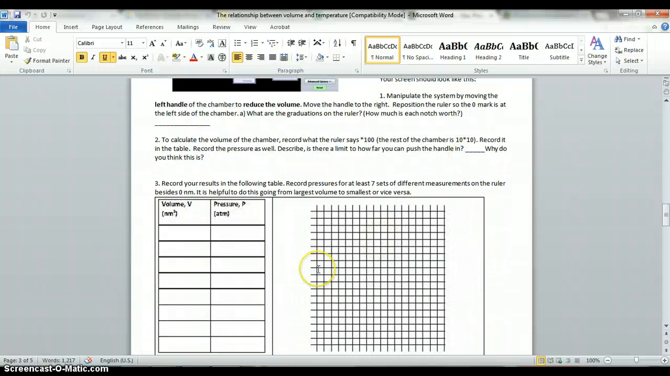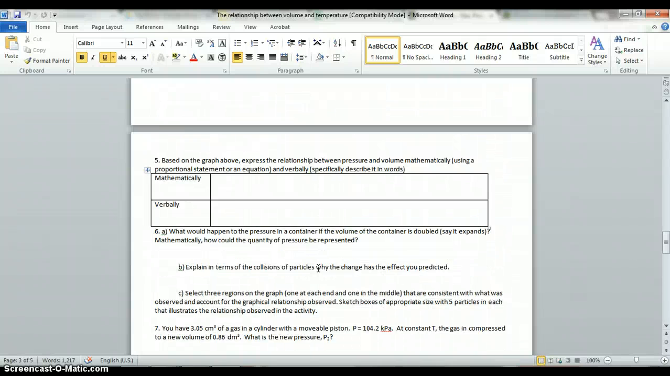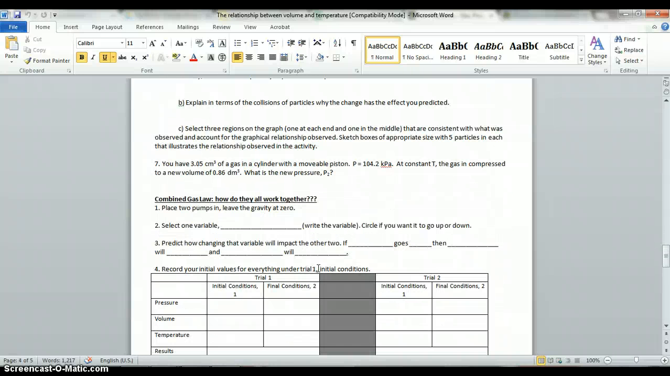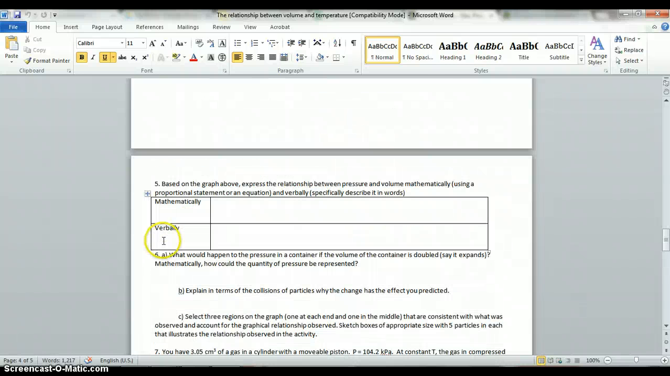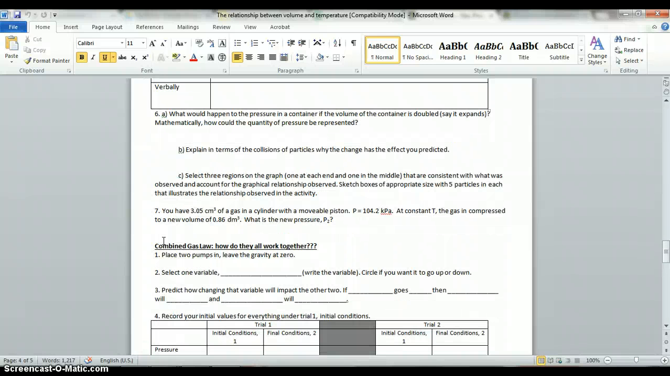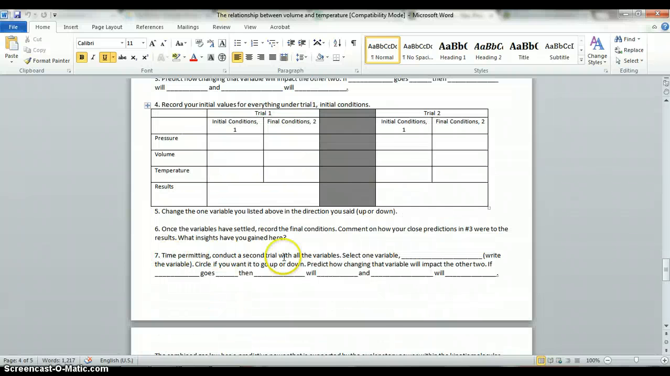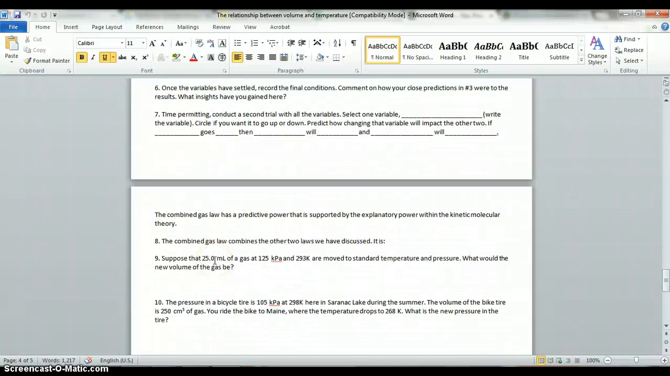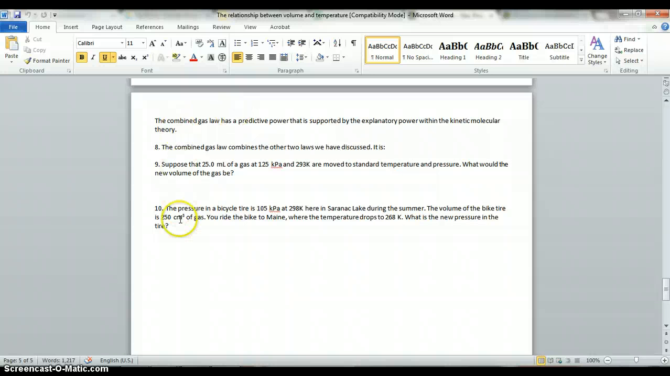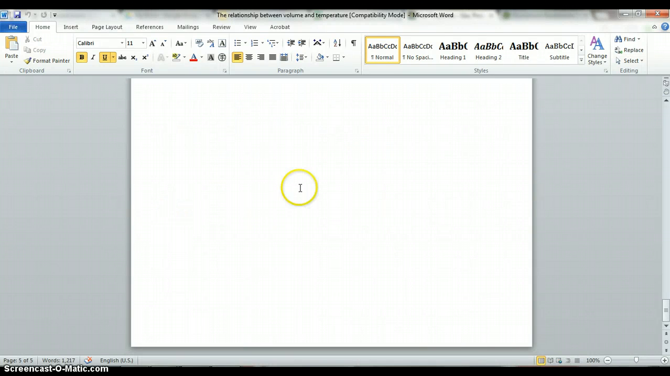And then they do it again, and then they can look at the combined gas law. So how does it work together? Volume and pressure, and volume and temperature. So the relationship of temperature and pressure, and you can see the initial values for everything, and then, time permitting, they go through it, and then it has them answer some questions based on the combined gas law.